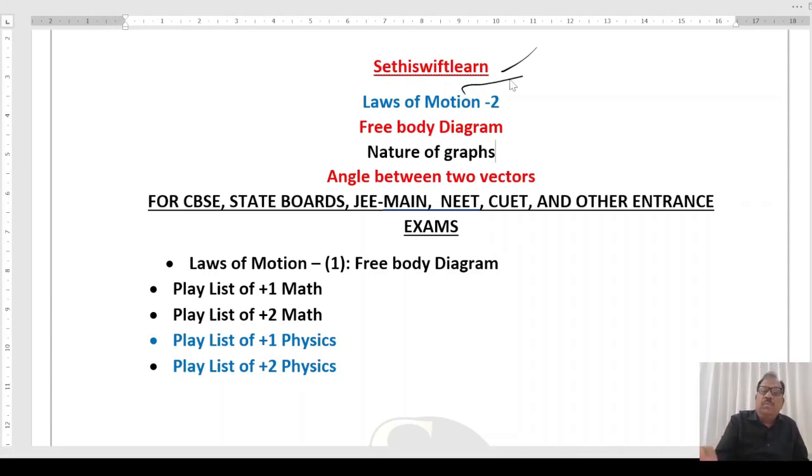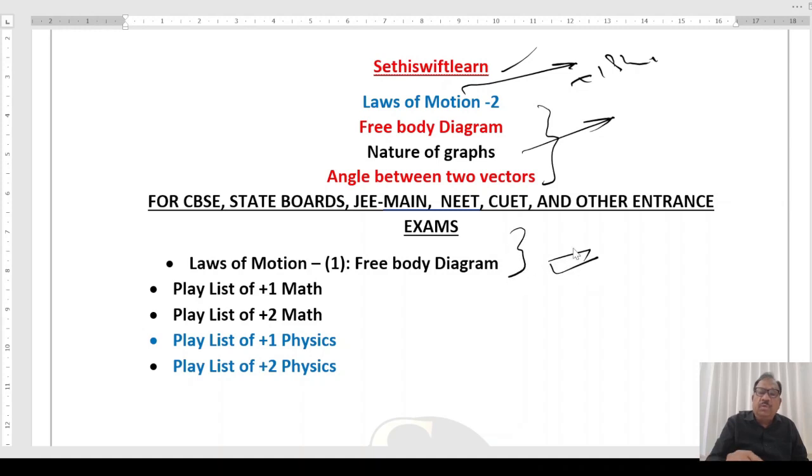In today's session, laws of motion, +1 physics. Further concepts on these will be cleared using illustrations taken from JEE Main. Earlier, we have studied free body diagrams on different bodies. You can review that on Sethiswiftlearn.